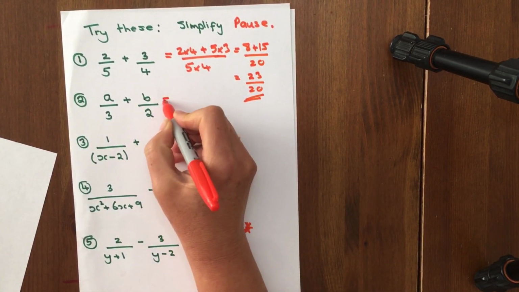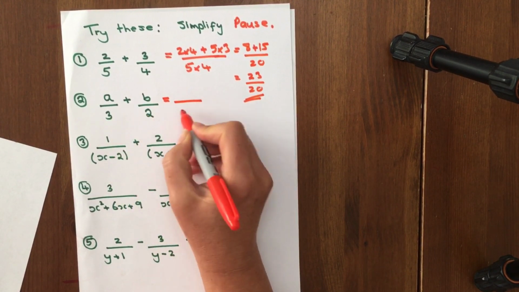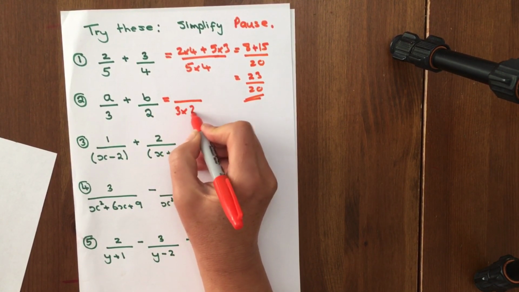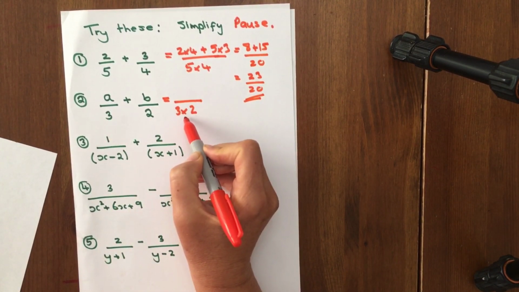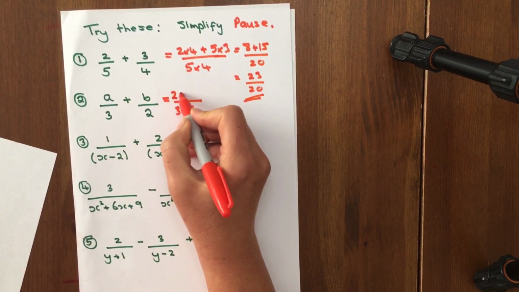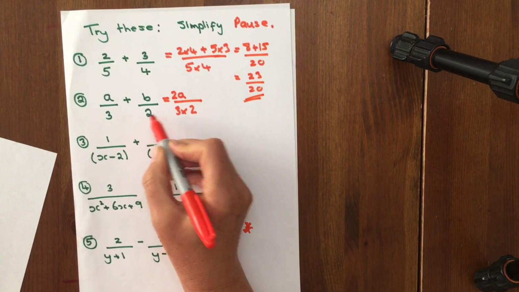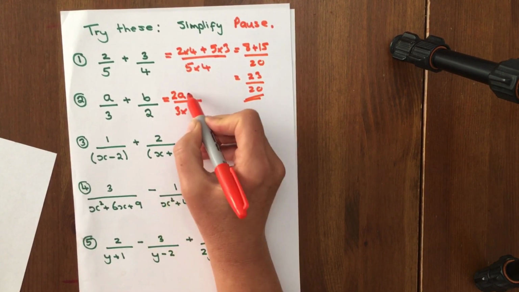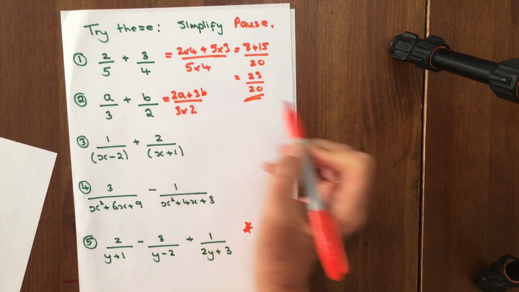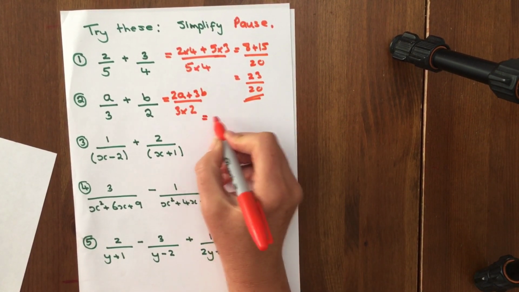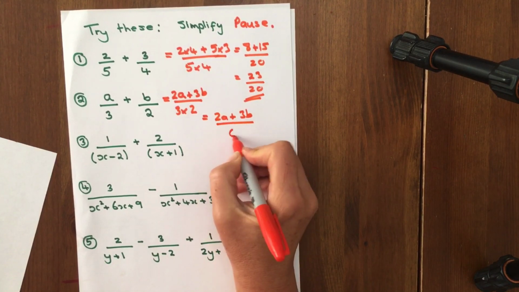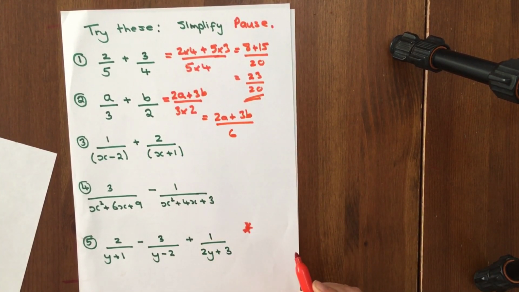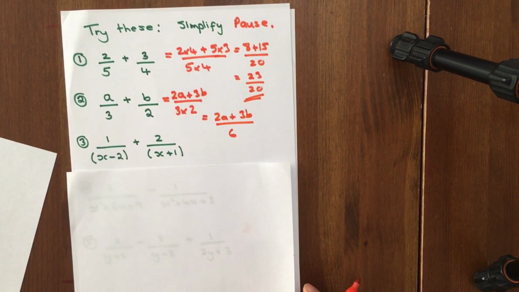Okay, this next one. My denominator will be 3 times 2, or 6. 3 goes into 3 times 2 twice, so I've got 2 lots of A. 2 goes into my denominator 3 times, so I've got 3B. So my answer is 2A plus 3B over 6. Okay, question 3.